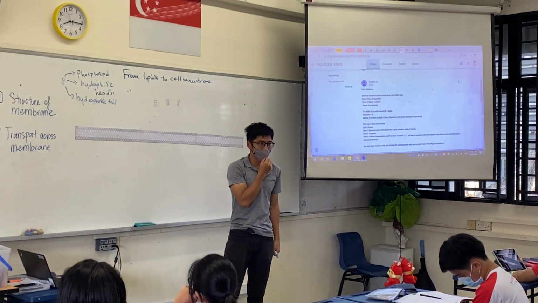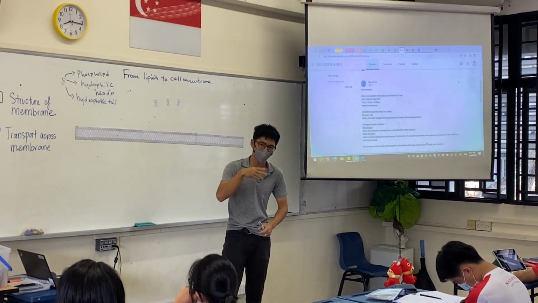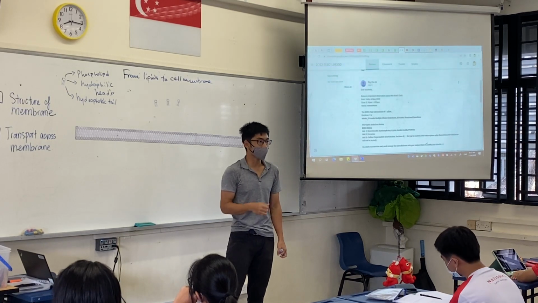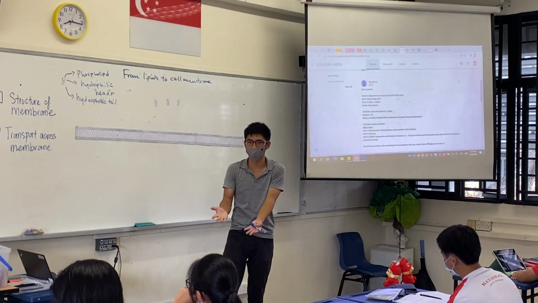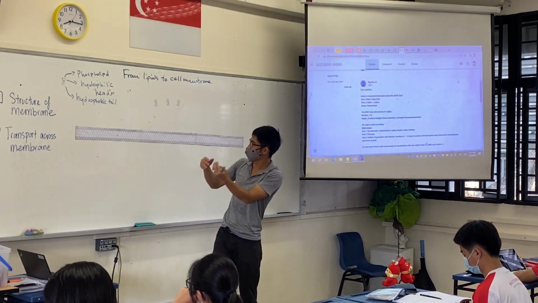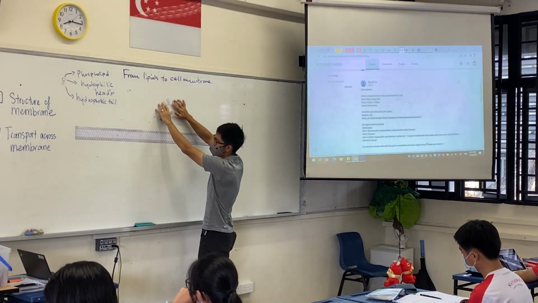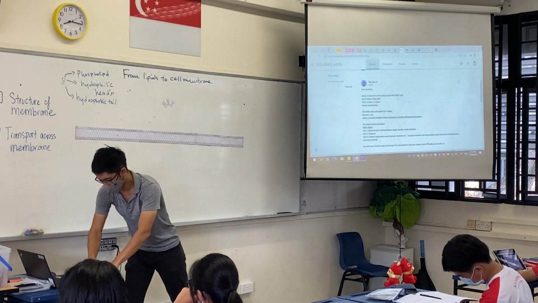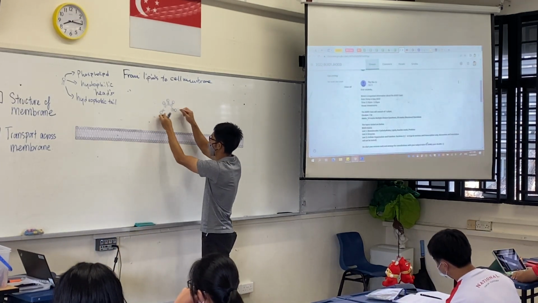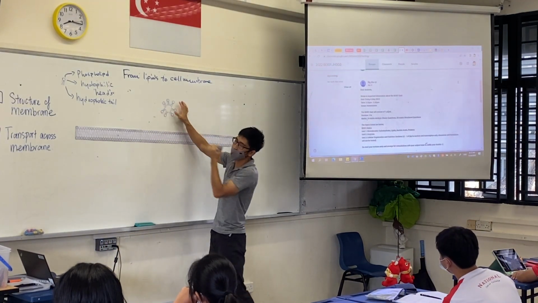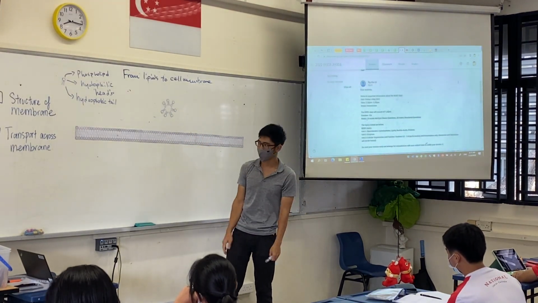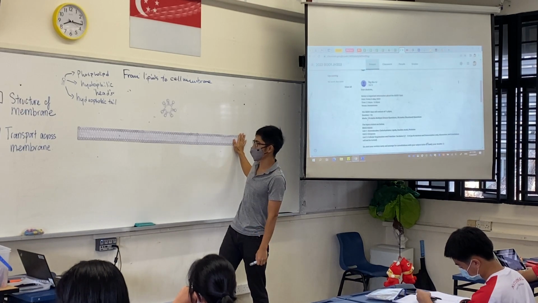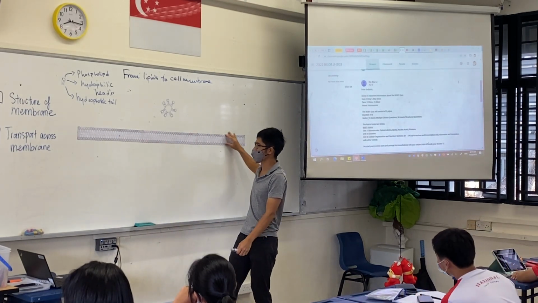And in one of our CAs, if you cannot remember, you can just scroll back to your CAs. You'll find that one of the CAs, we use these phospholipids to build different structures. One of the structures many of us built was like a very roundish structure. The reason why we build it this way is because we want the hydrophobic tails to avoid water. Another structure some of us built was this layer like that.